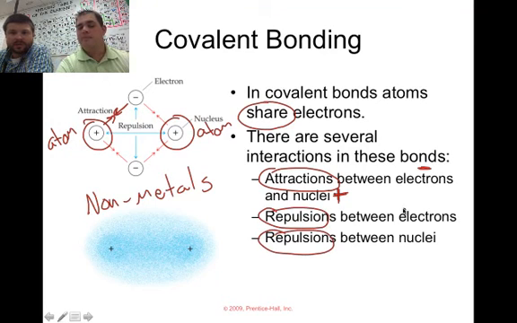So you've got repulsions between the electrons, and then attractions between the electrons and the nucleus. That's a mouthful, but you see the point here: opposite charges attract each other, and like charges repel. That's covalent bonding in a nutshell, and we'll come back in the next video and look at naming just a little bit.